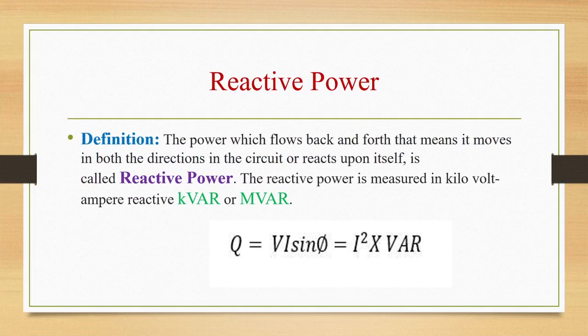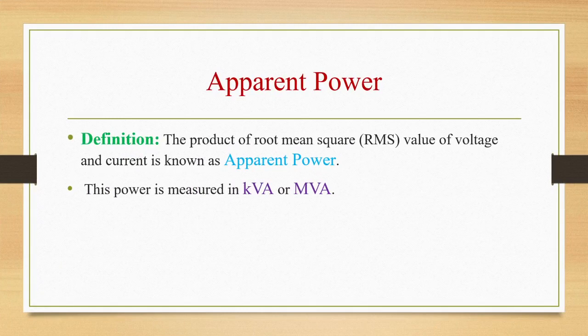Power which flows back and forth, moving in both directions in the circuit, or reacts upon itself, is called reactive power. Reactive power is measured in kilovolt ampere reactive, kVAR, or megavolt ampere reactive. Reactive power is denoted by letter Q and its formula is VI sin phi or I square X volt ampere reactive. Apparent power is the product of root mean square value of voltage and current, and it is measured in kilovolt ampere or megavolt ampere.